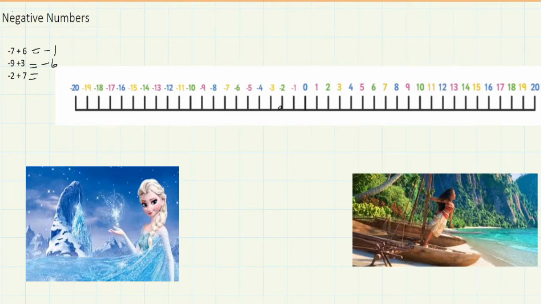We start at -2. We're going to jump 7 times. 1, 2. So it took 2 to get to the 0. 3, 4, 5, 6, 7. So therefore, my answer is +5. You don't have to write the plus sign because a number that is just by itself is indicated as positive, but I'm just doing it there to show you as an example.